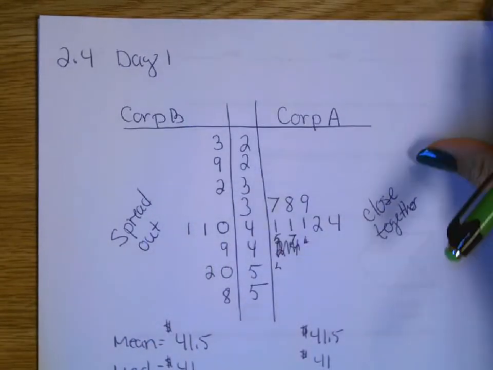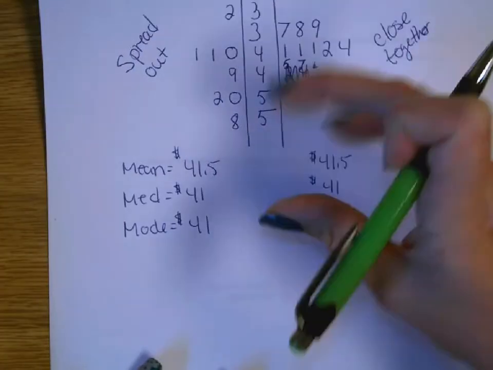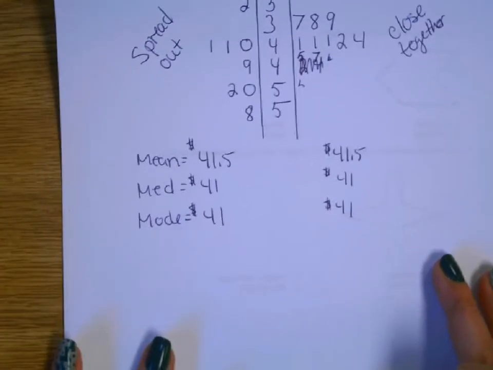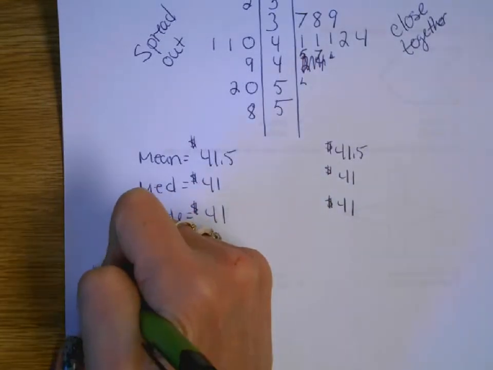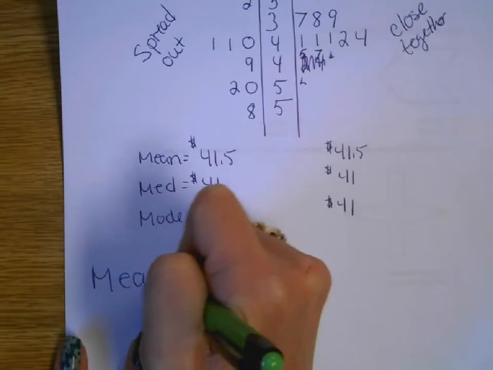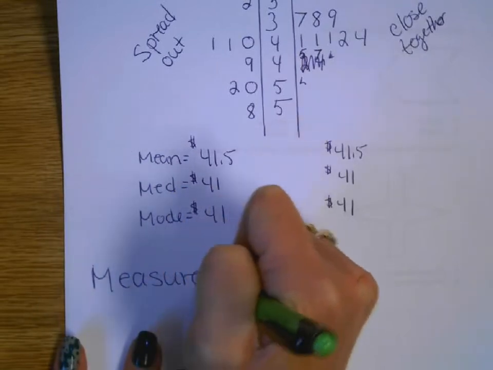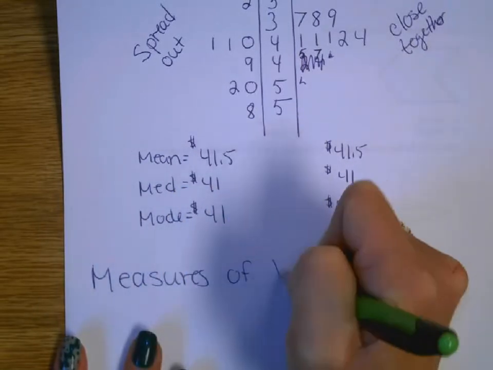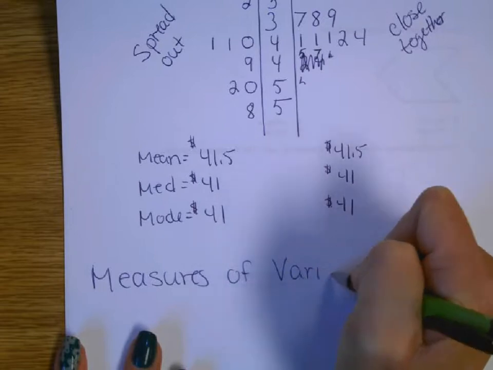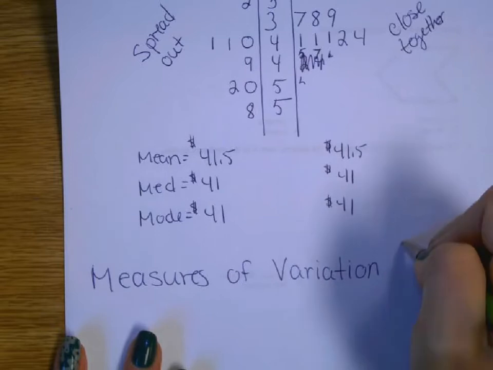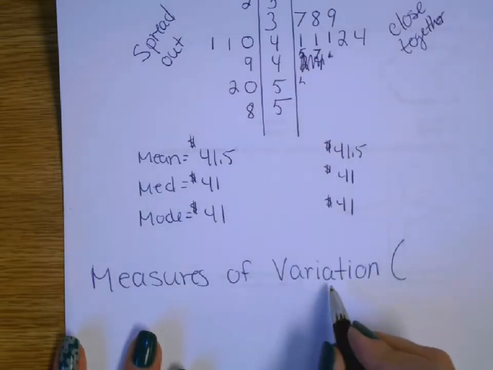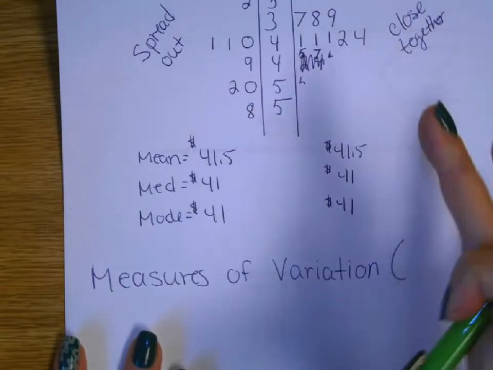So that's what the focus of section 2.4 is going to be, is on ways to describe how spread out data values are. So the big ideas today are measures of variation. And again, the number that we get is going to be an indicator of how spread out.